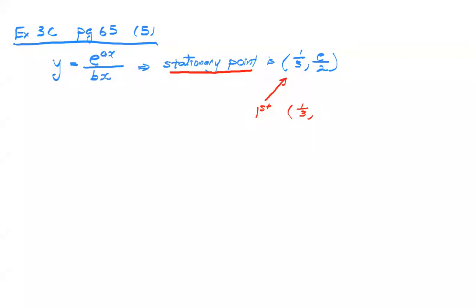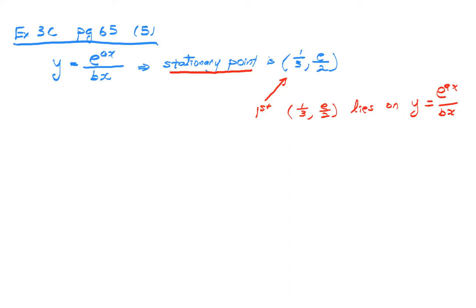Okay, hold on. The point (1/3, e/2) lies on y equal to e^(ax) over bx. I got this because it's the stationary point of this function, so it lies on the curve. The moment the point lies on the curve, I have the right to put x equal to 1/3 and y equal to e over 2. Are you clear? Okay, that is the first thing.